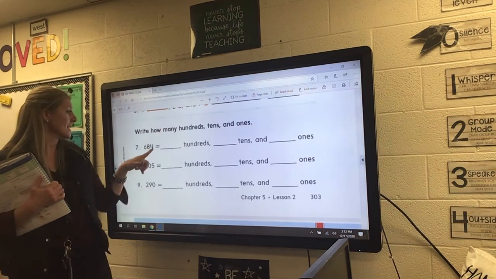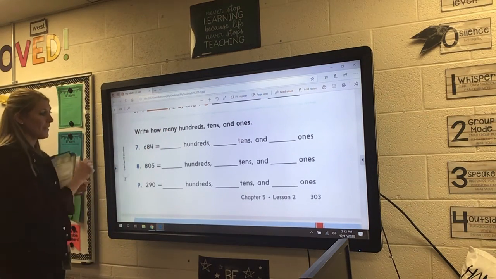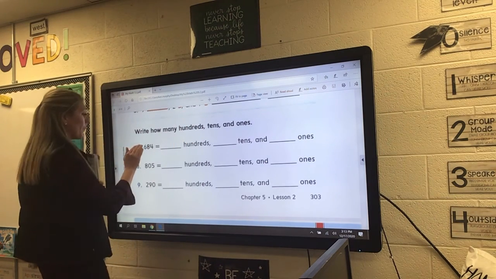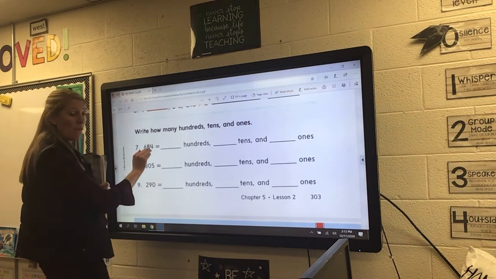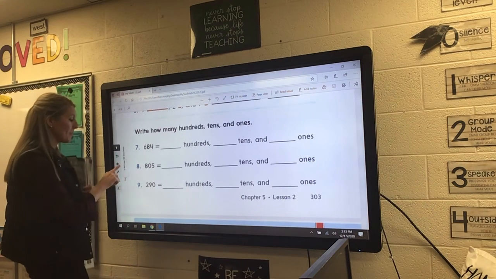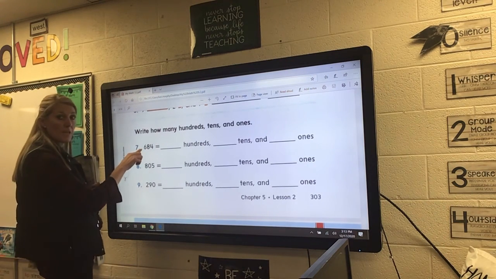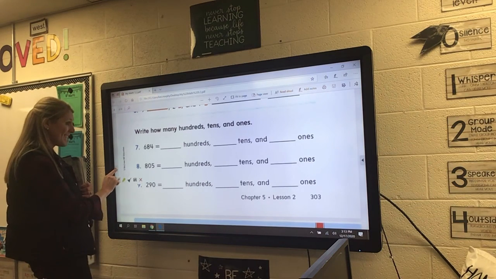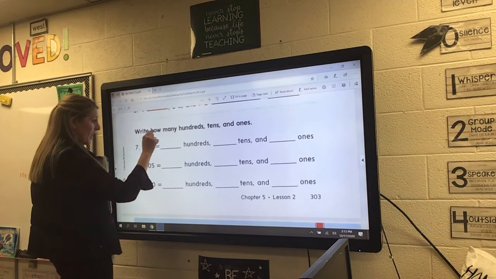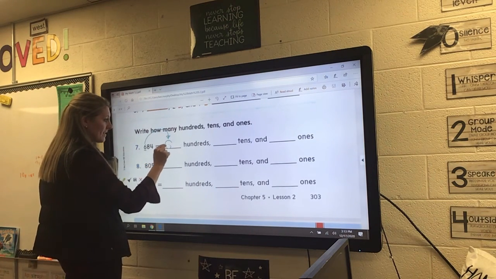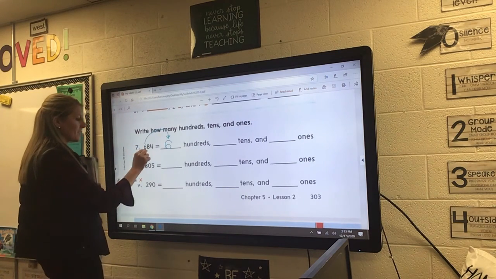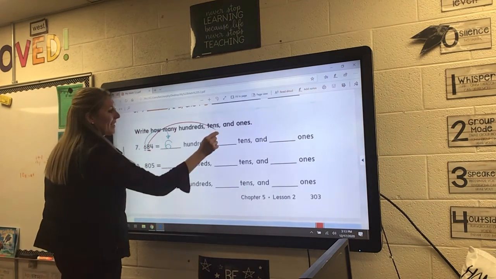I'm only going to do number 7 with you. On number 7, they're going to give us the number, and now we need to break it apart. So we have the number 684. Now I have to break this number apart. So I'm going to first start over here with the hundreds. So right there it tells me that I have 6 hundreds. So I'm going to underline the 6, and I'm going to draw an arrow to show you that's where the 6 goes. 6 hundreds.